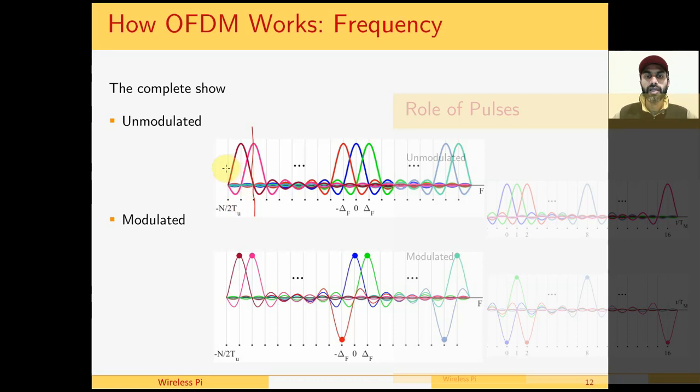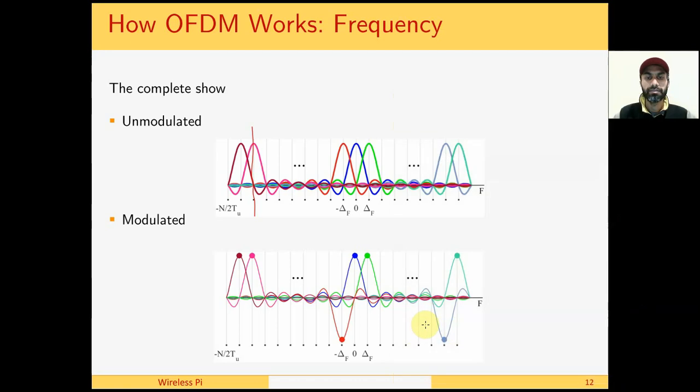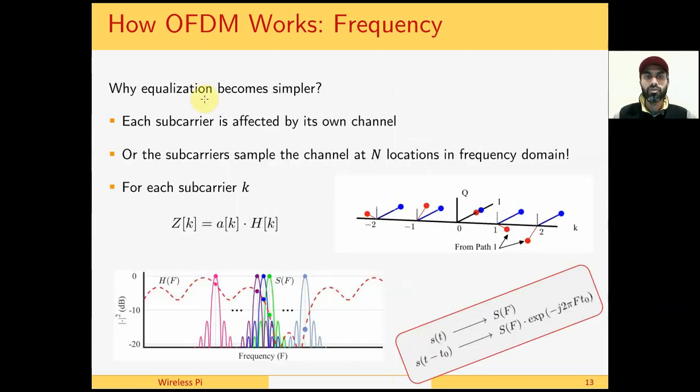This is a beautiful analogy with time domain pulse shaping we discussed in lecture number 3, where we had independent pulses carrying the modulated data, and we said that the Nyquist ISI criterion implies that the peak of the pulse should lie at a point where the contribution from all the other pulses is 0. And this is a modulated case where these subcarriers are modulated with +1s or -1s. The important step is why equalization becomes simpler and makes our high-speed wireless communication possible.